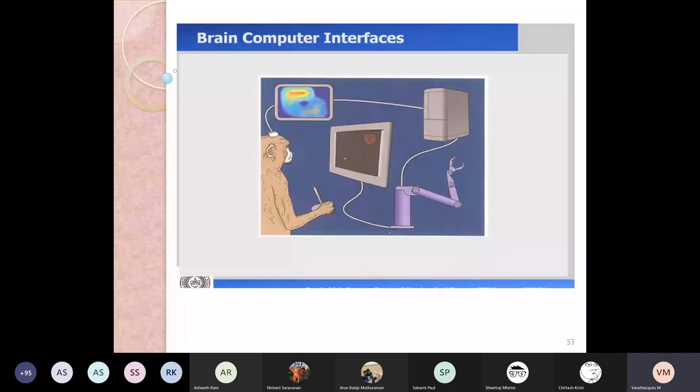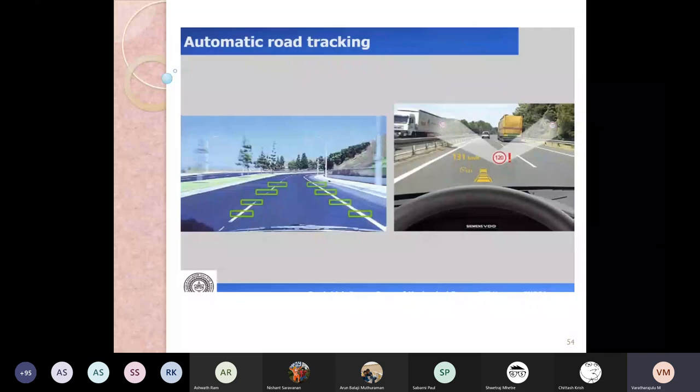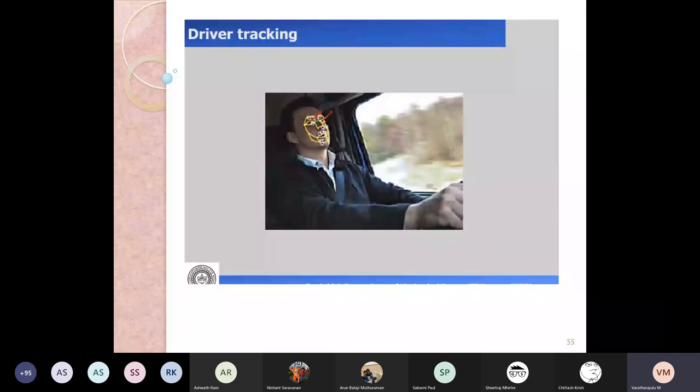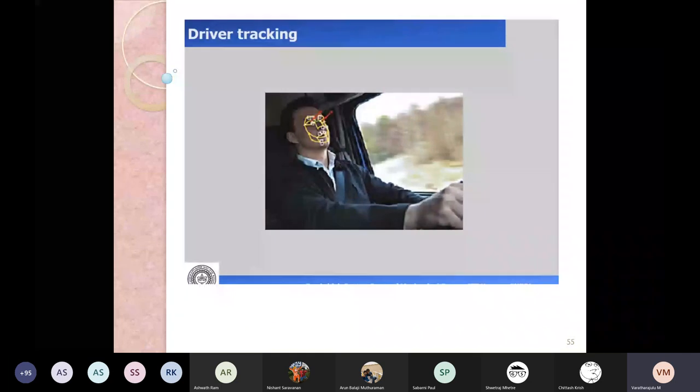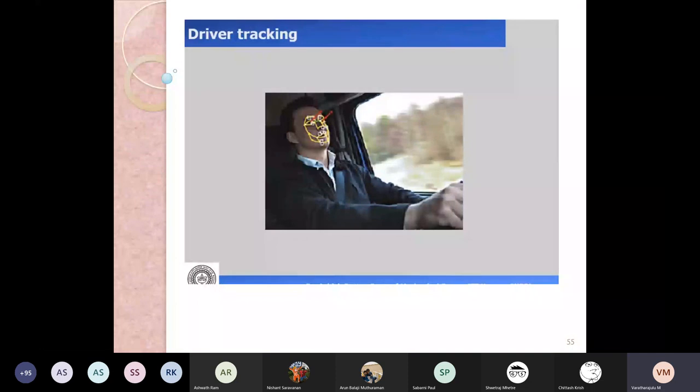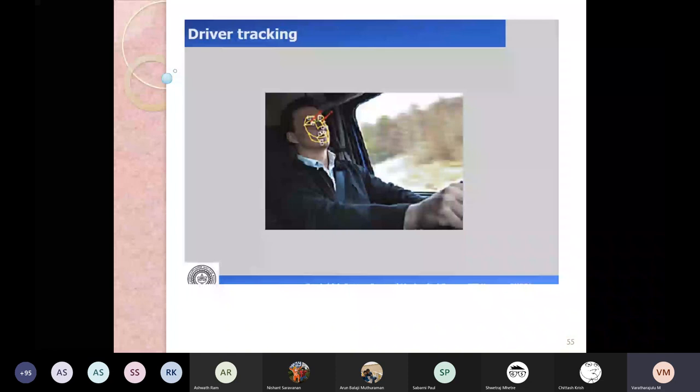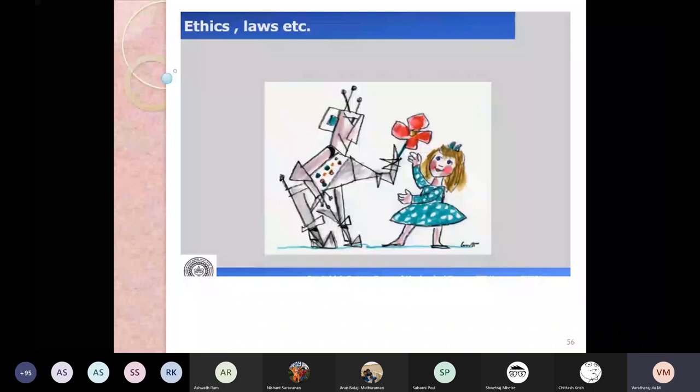Okay, this is the computer interface with the human being, and automatic road tracking and all can be possible today. And we have an alert system for the drivers to identify whether he is good enough to drive the vehicle. And as I said earlier, a law has to be made when it is associated with the human.